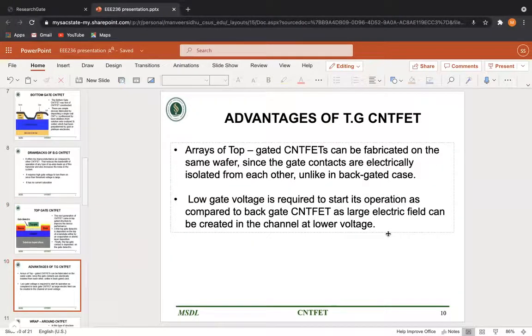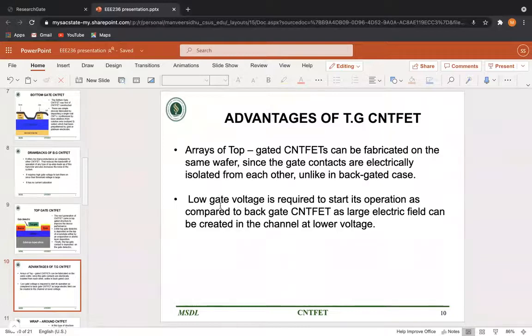So there were certain advantages of using this top gate CNTFET. The first one is that arrays of top gate CNTFET can be fabricated on the same wafer, since the gate contacts are electrically isolated from each other. So we can fabricate a set number of top gate CNTFETs on a single wafer, which is certainly a huge advantage, as you can put a greater number of transistors on a single wafer, which reduces the cost of fabrication. And this feature was not available in backgate CNTFET.